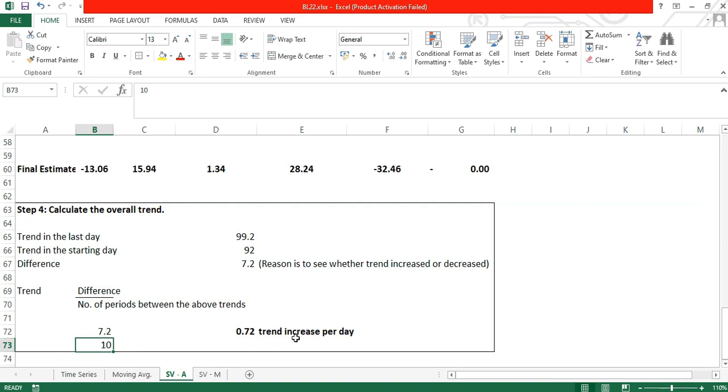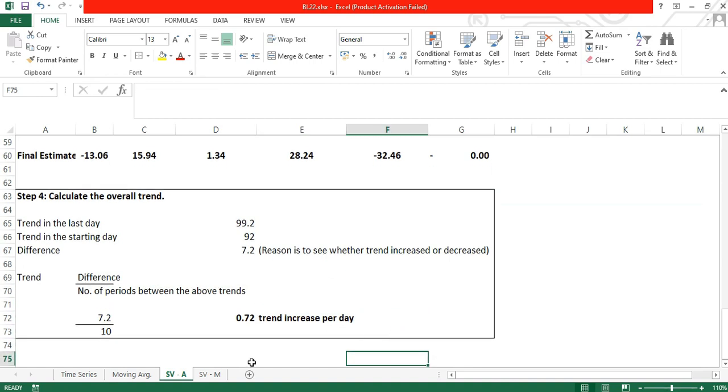And make sure that you identify whether it is an increase, because in the exam they might give 0.72 as a decrease. Then don't go and tick it. Be very mindful if it's an increase or a decrease. Alright. So with that we finish seasonal variation for additive models. Next, let's calculate seasonal variations for multiplicative models.